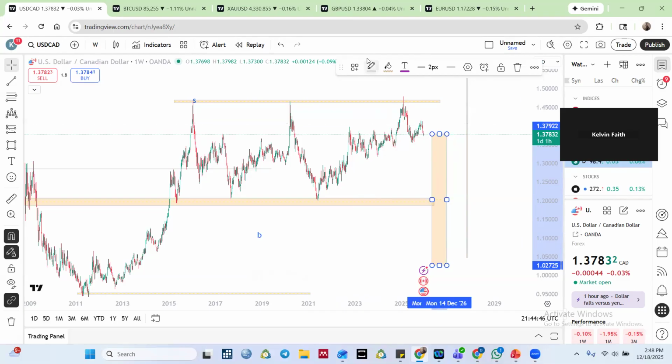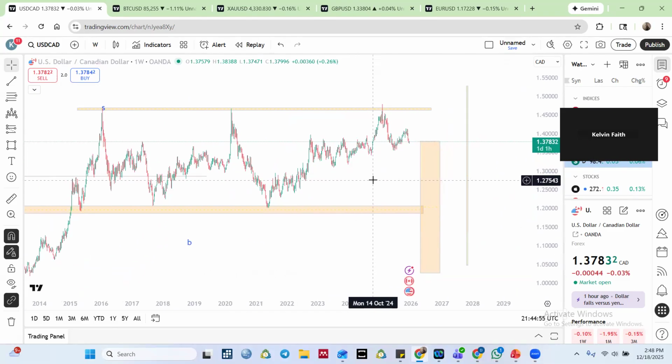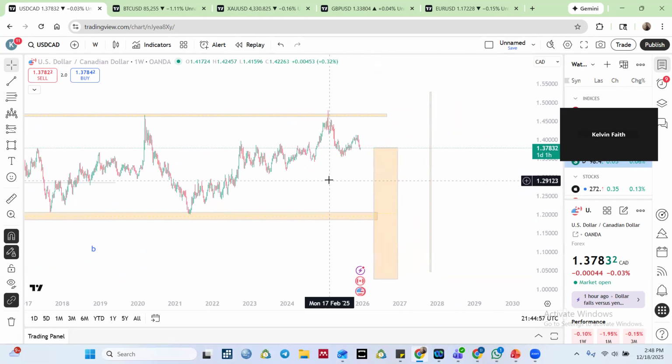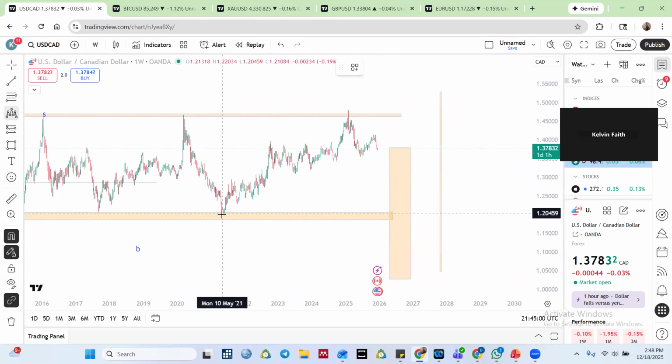Is there any other pair? If the meeting closes, please let's continue tomorrow. Okay, sorry, I cannot go to the smaller time frame, but we can do that. If you want me to go to the smaller time frame on USD CAD, I can.